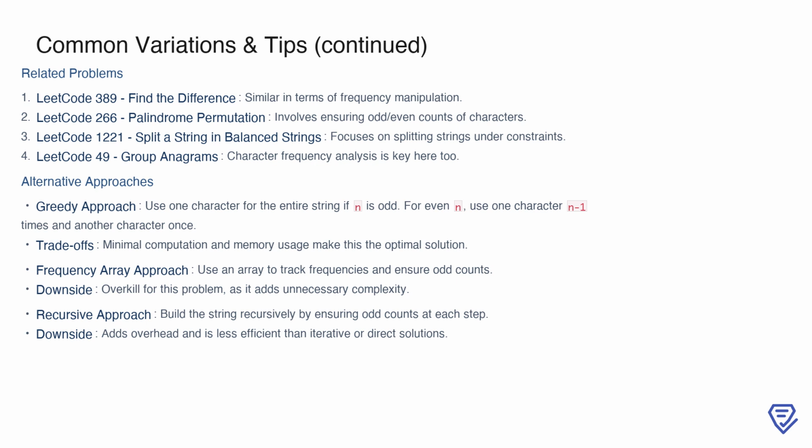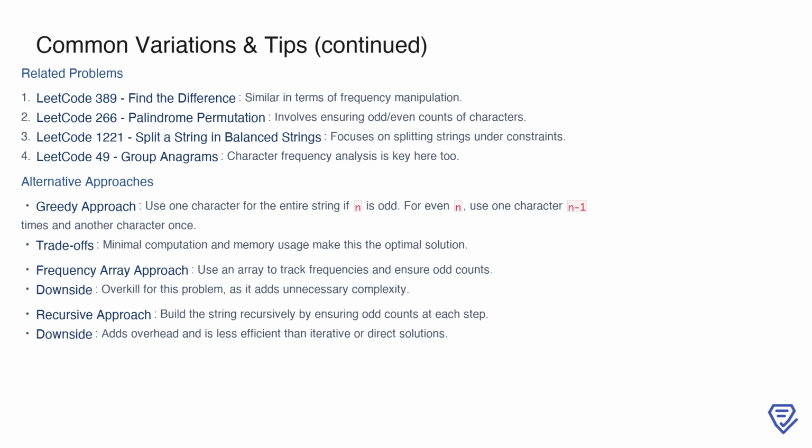This problem also has connections to several related problems that involve frequency manipulation. For example, LeetCode 389, Find the Difference, requires analyzing character frequencies to determine the extra character. LeetCode 266, Palindrome Permutation, focuses on ensuring the character counts allow for a palindrome. In LeetCode 1221, Split a String in Balanced Strings, the goal is to split strings while adhering to certain constraints, and in LeetCode 49, Group Anagrams, frequency analysis plays a critical role in grouping words with the same character counts.